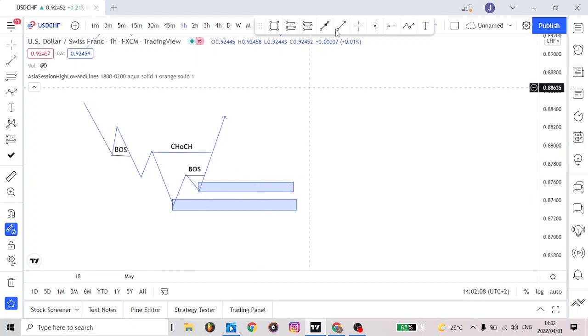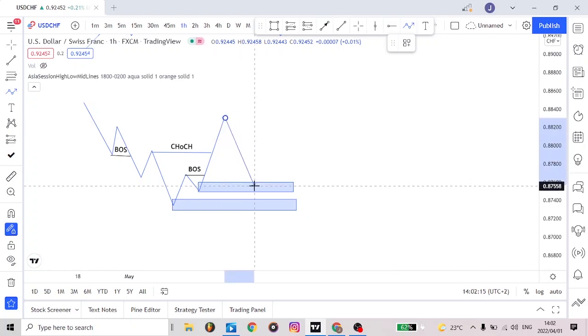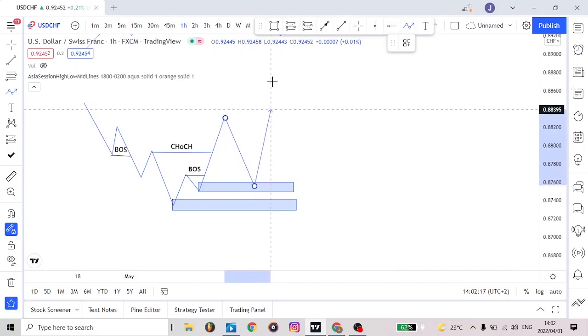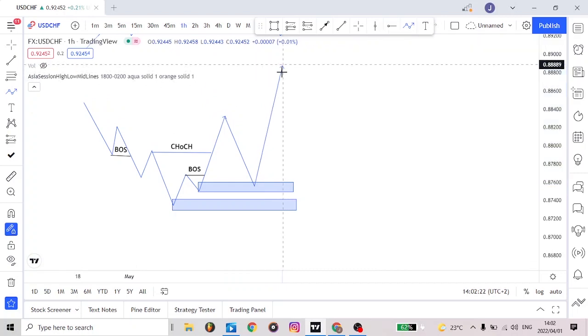But on a regular basis, we expect the market to do what? To come back into the flip. You expect the market to come back to the flip and then start shooting up, creating higher highs and higher lows.